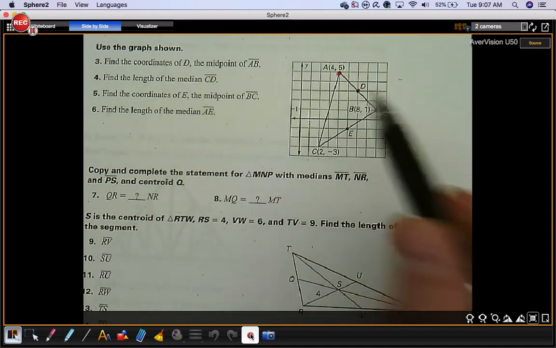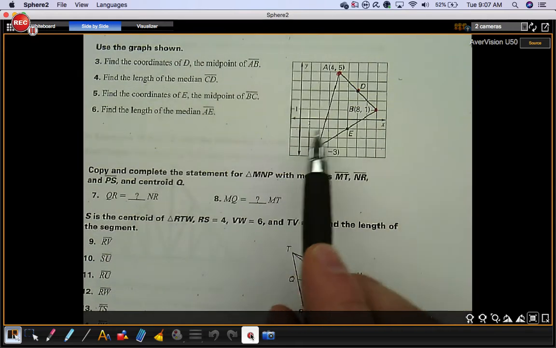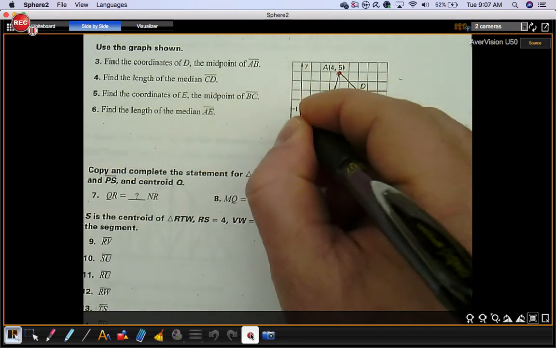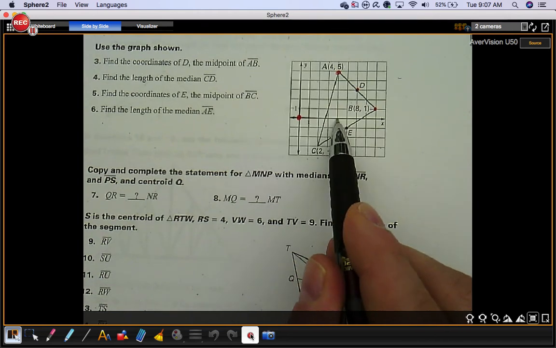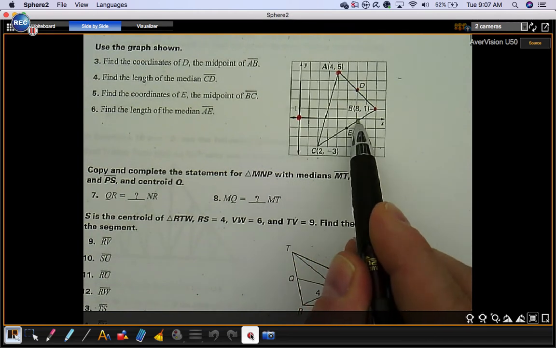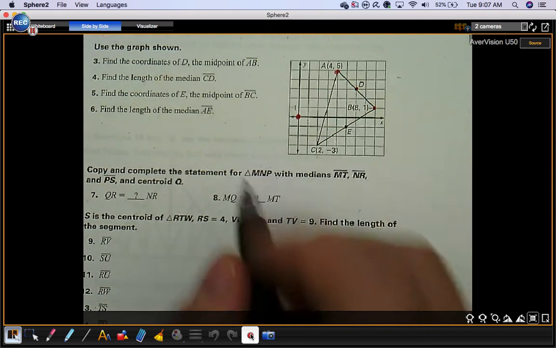Well, this is on a coordinate plane, so it's not that tough to find the coordinates of it because all you got to do is count. This point over here is the origin. So 1, 2, 3, 4, 5, 6, and then up 1, 2, 3.